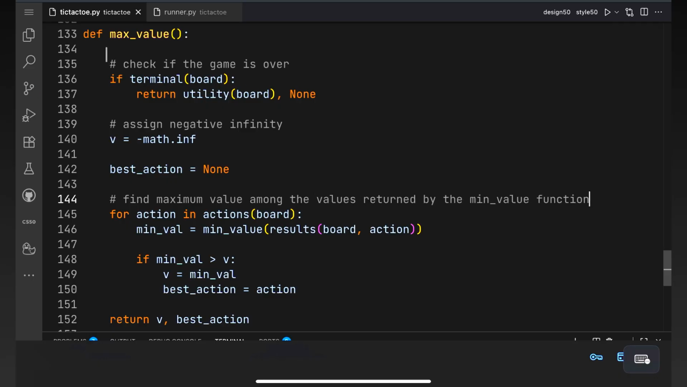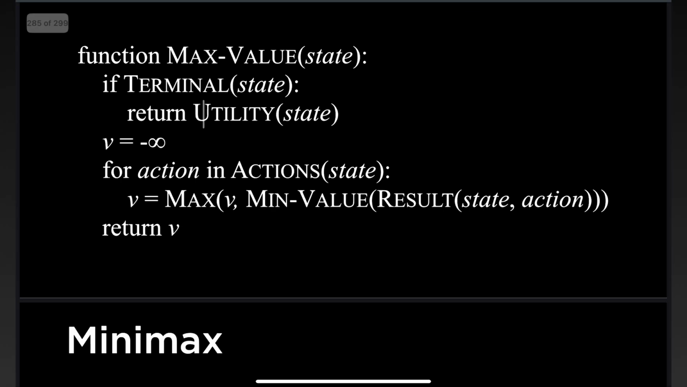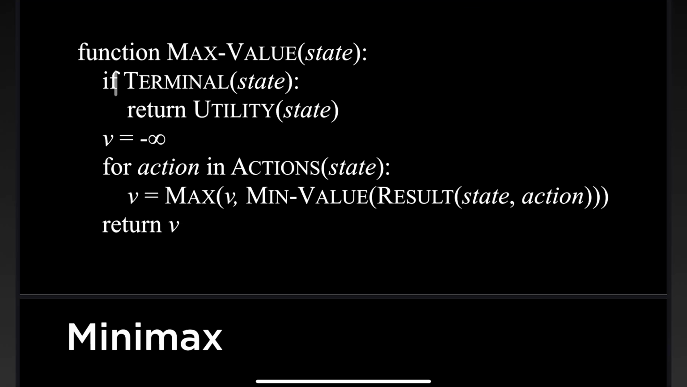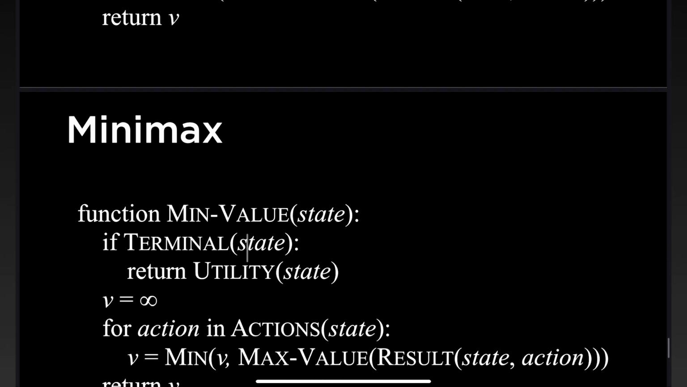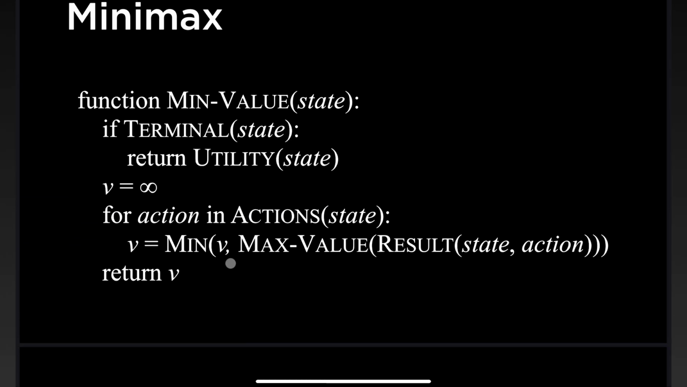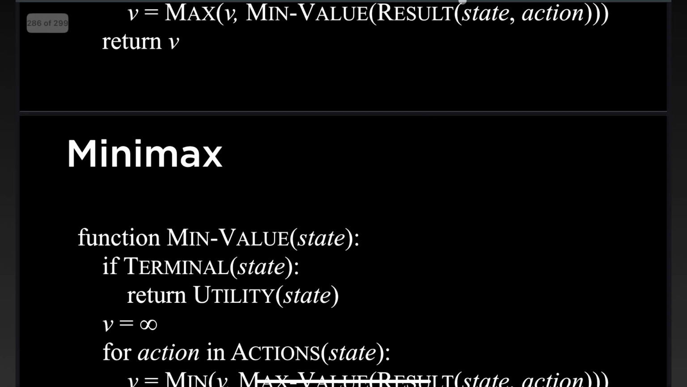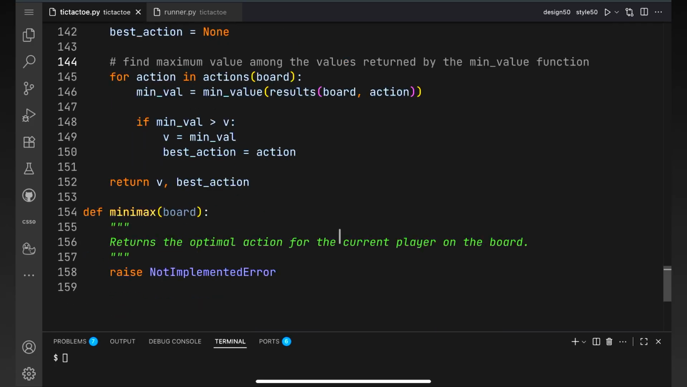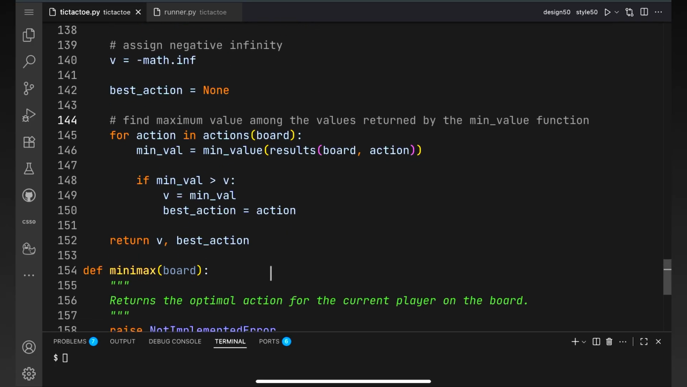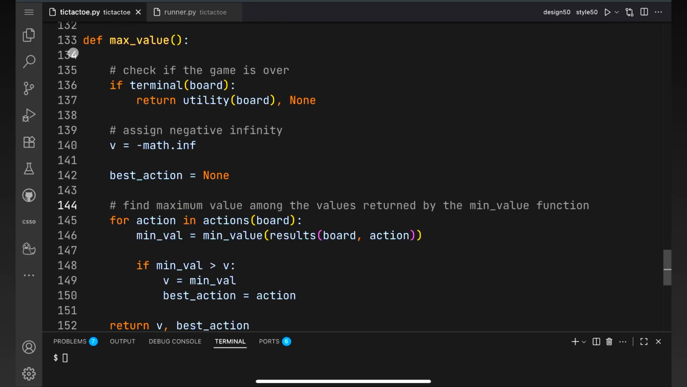Now I think we have successfully implemented the max value function given the algorithm in the lecture slide, as you can see here. Now we'll do the same for the min value function. We can just copy and paste and change some of the variables. So let us do it.